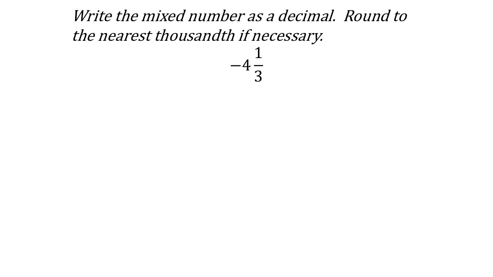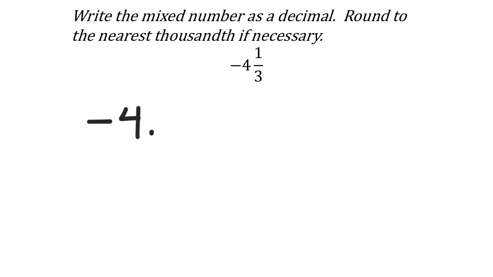So write this mixed number as a decimal, round to the nearest thousandth if necessary. We do not need bar notation in this case. Now this is a mixed number, and it's negative 4 1/3. This means that it's negative 4 point something. We just have to figure out the decimal part of it, which is the fraction.